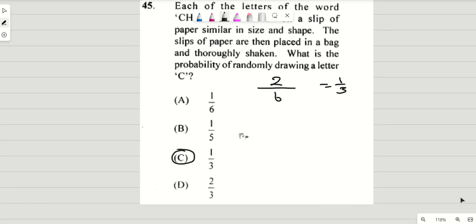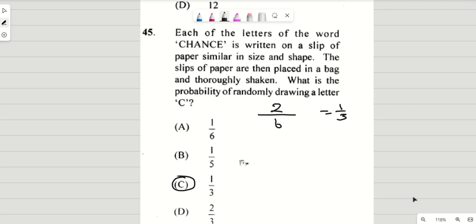And that brings us to the end of January 2017, number 23 to 45.